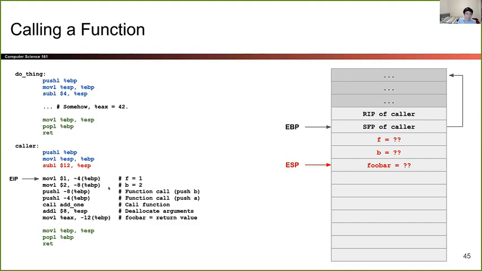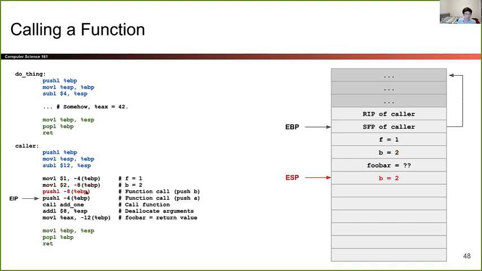In the function, we set f equals 1 and b equals 2. So we're just going to do that in this assembly language here. Move the value 1 into 4 bytes below the EBP. So we're referencing f, which is 4 bytes below here. And then move the value 2 into 8 bytes below the EBP. So move the value 2 into b here. Now these are initialized. We know what their values are.